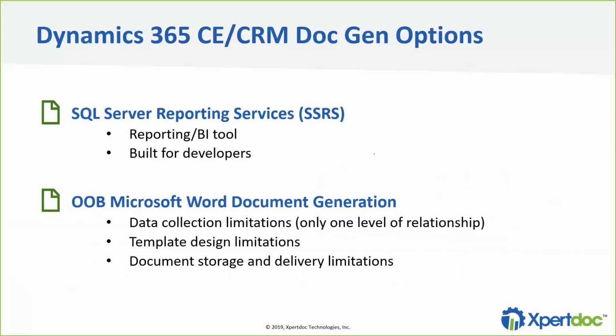If you look at the out-of-the-box Microsoft Word document generation, then you'll see that it has a lot of limitations in terms of data collection. So I think the most important one is that you can only go one level of relationship deep in the hierarchy of entities and related entities. So that's really a problem if you want to go from a quote record, for instance, to not only the line items but also data from the actual product records underneath, and maybe go one or two levels lower or deeper in the hierarchy. You really have problems to get there.